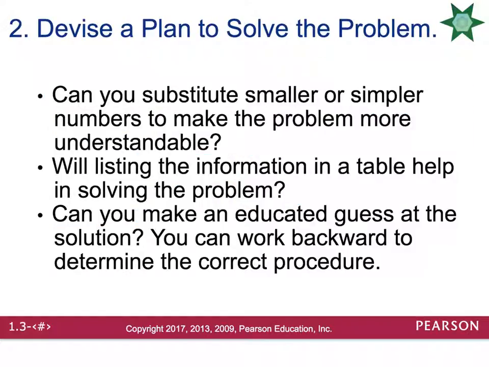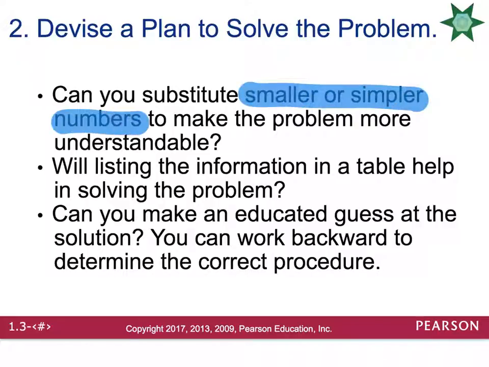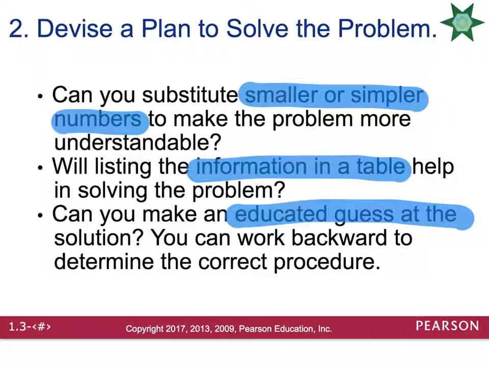Okay, continue with step two, devising a plan. Can you substitute smaller or simpler numbers to make the problem more understandable? So think of way smaller or simpler numbers. Listing information in a table, to help in solving. Educated guess at the solution. So that's a good idea just to make sure your solution makes sense.